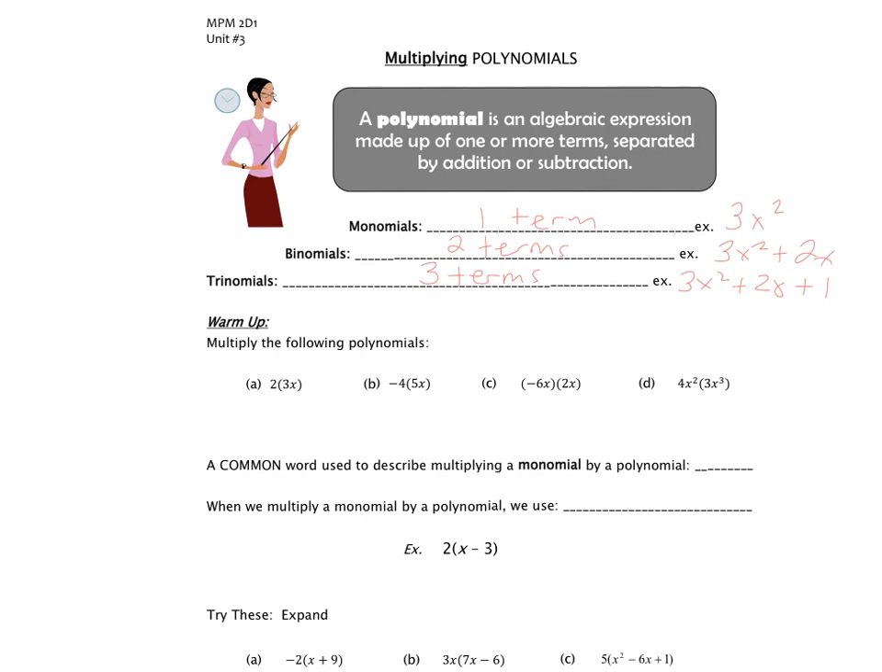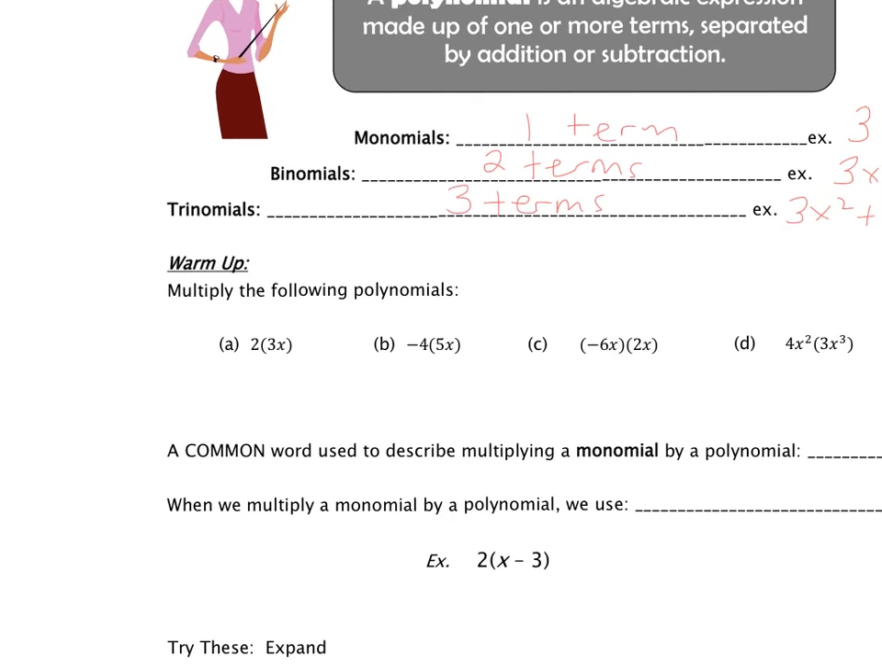Moving from there, if you look at our warm-up, we're going to multiply some of these polynomials. If we look at A, we have 2 times 3x. So 2 times 3 is 6, and the 2 doesn't have an x, but the 3 does, so we just leave it with a variable of x. Next one, if we look at our coefficients first, we have -4 times 5, which gives me -20, and we have one term with the x and one without, so it just stays as x.